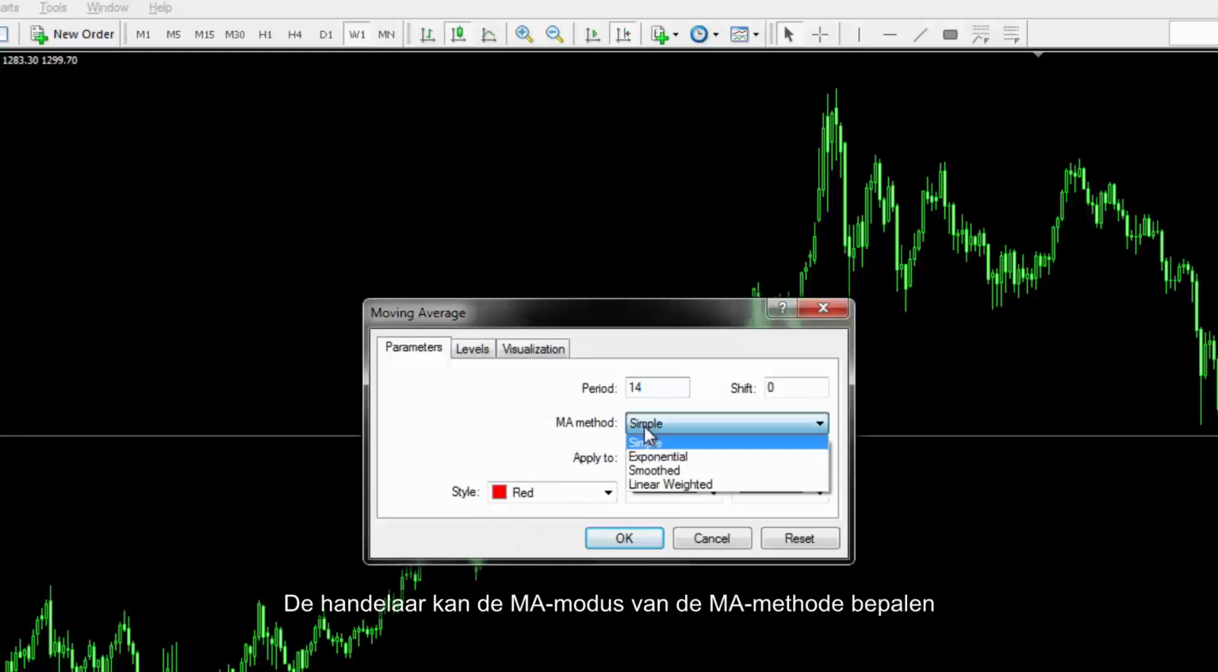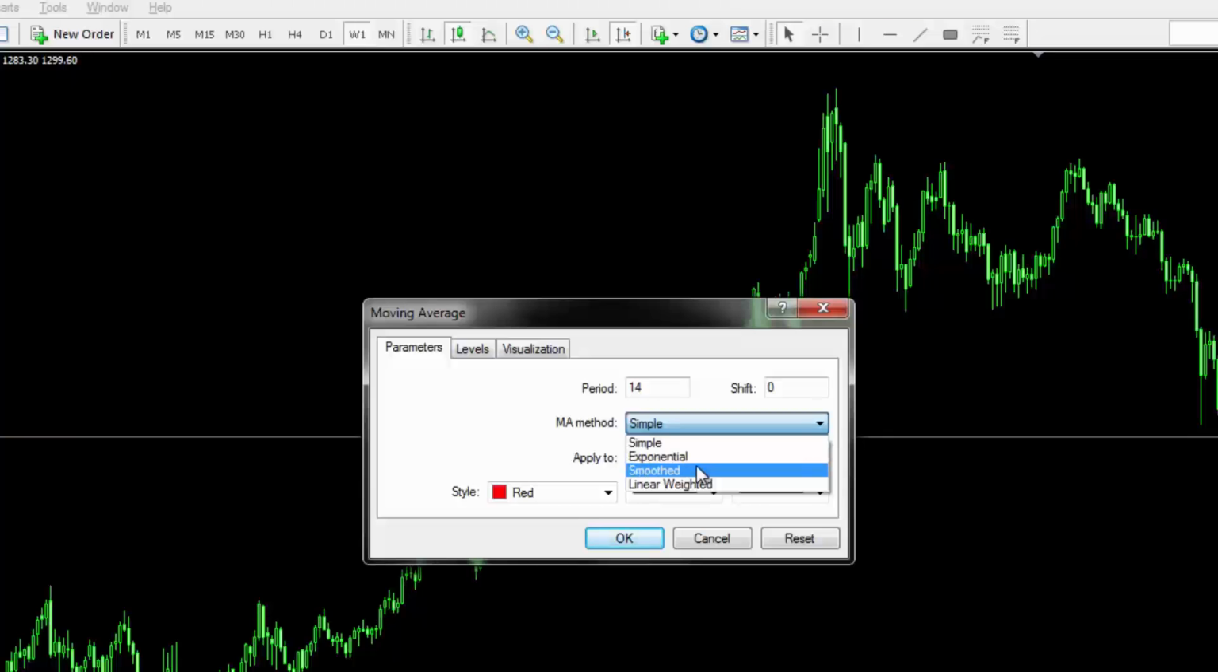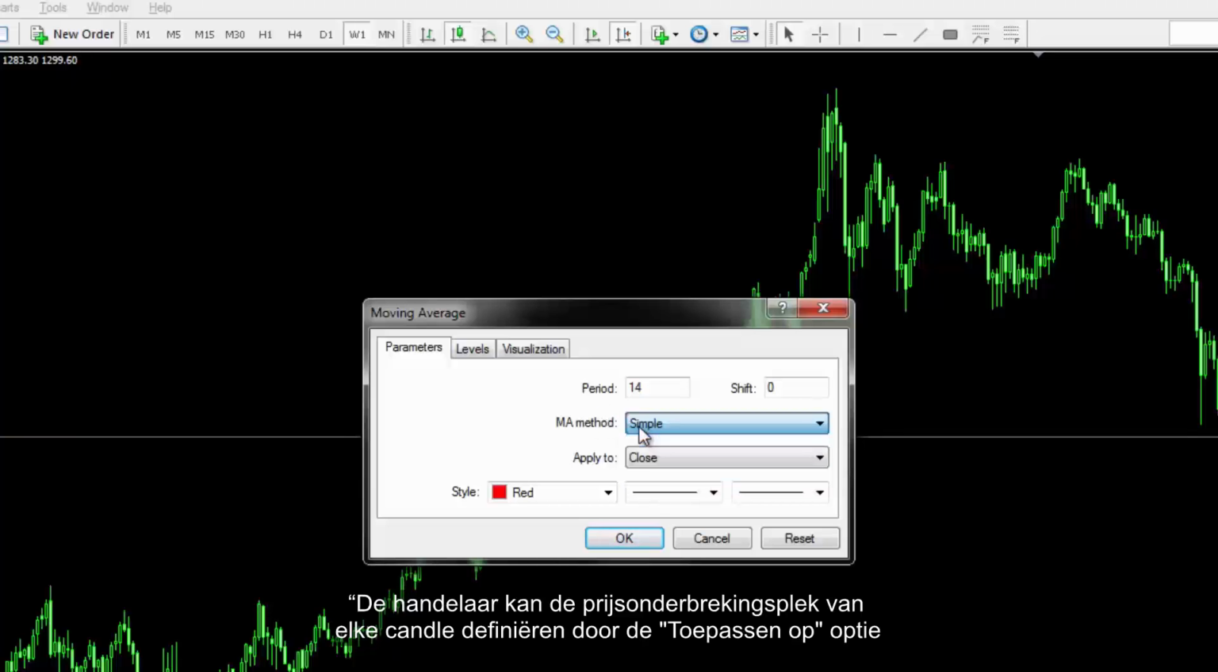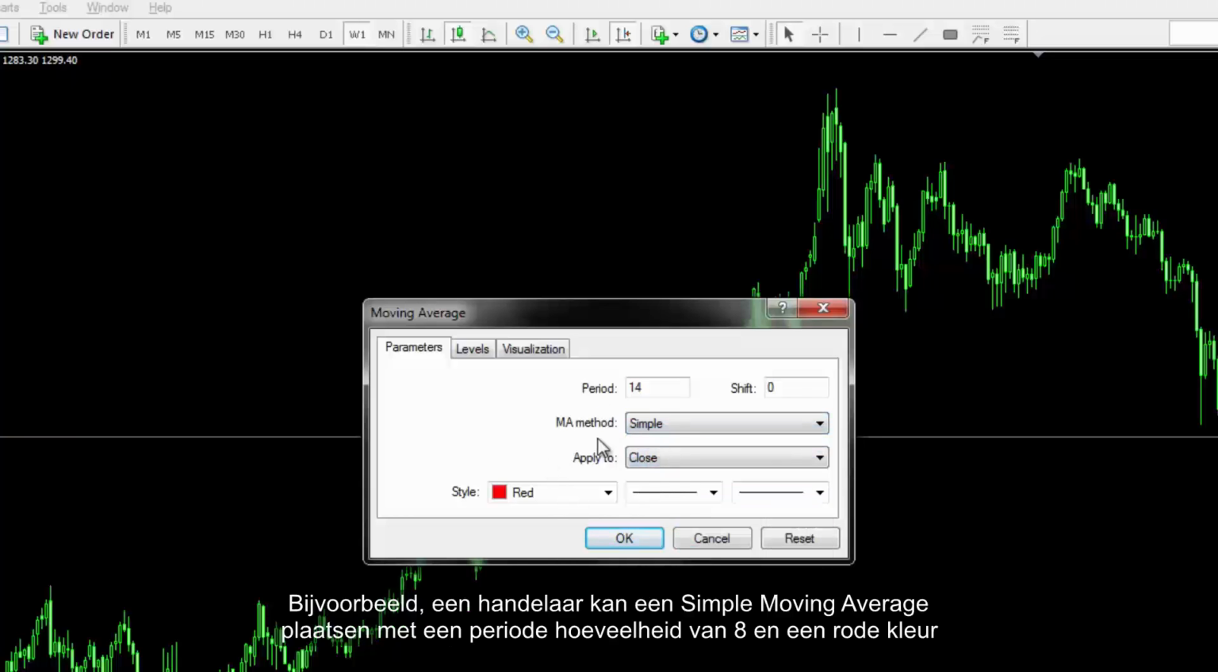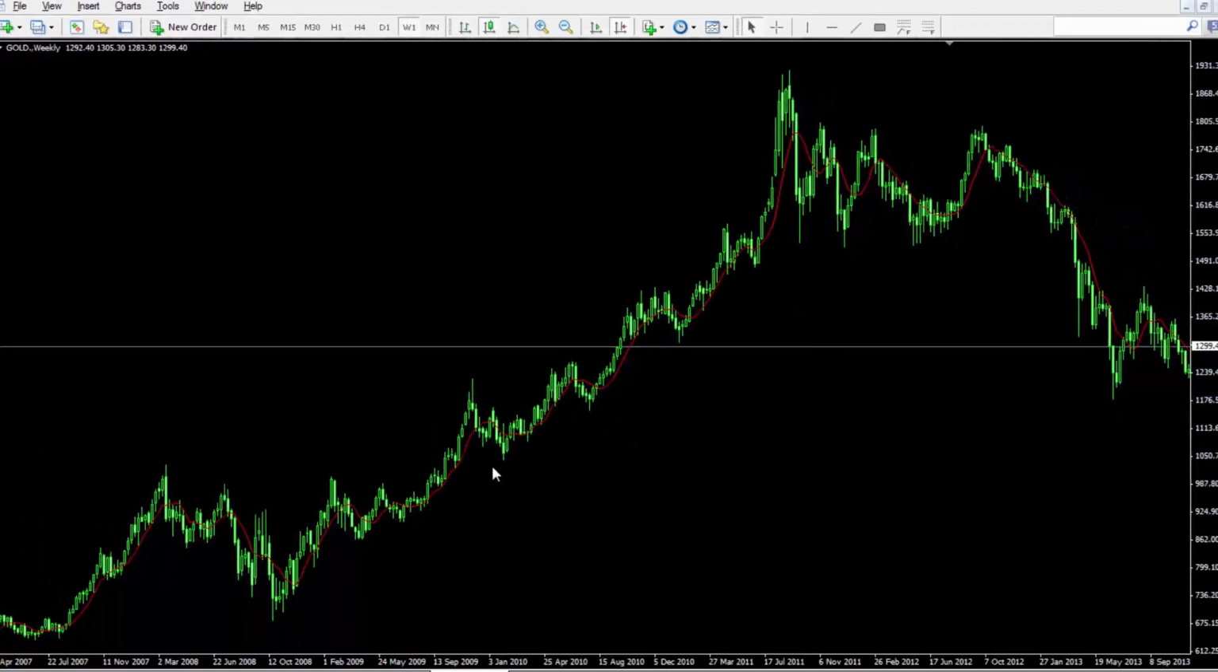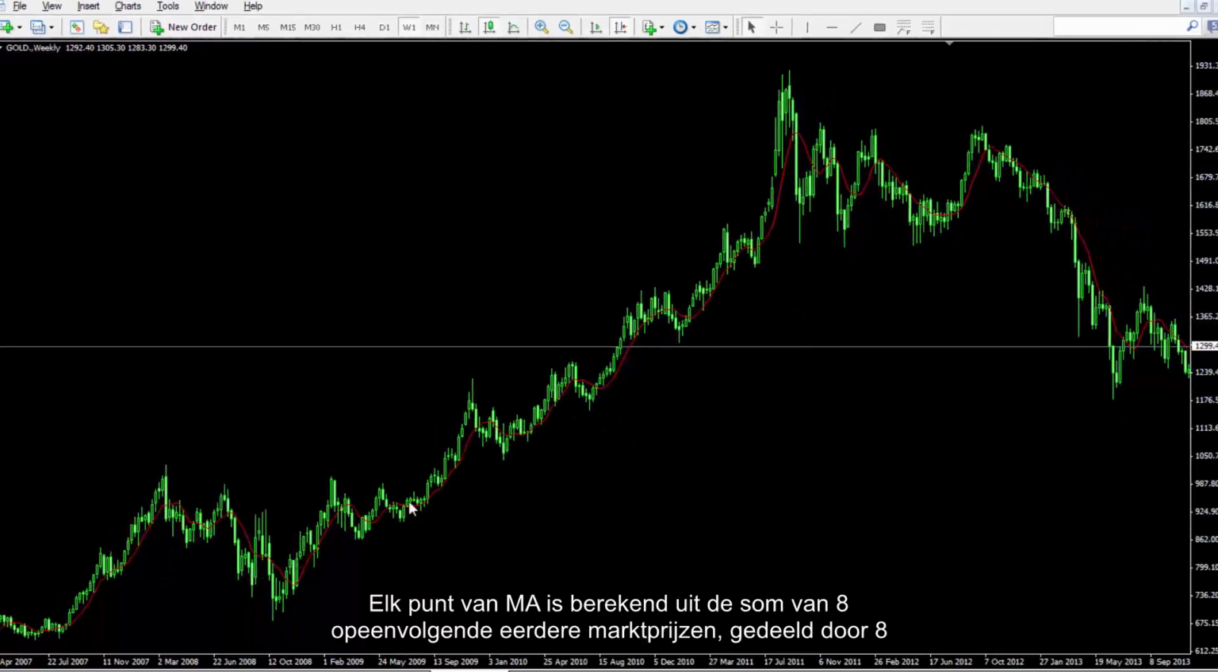A trader can determine the MA mode from the MA method. A trader can define the price reference spot of each candle by the Apply To option. For instance, a trader can place a simple moving average with a period of 8 and a red color. Each point of MA is calculated by the summation of 8 consecutive earlier market prices divided by 8.